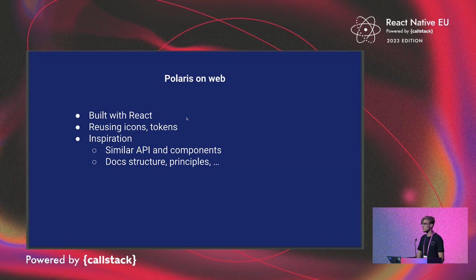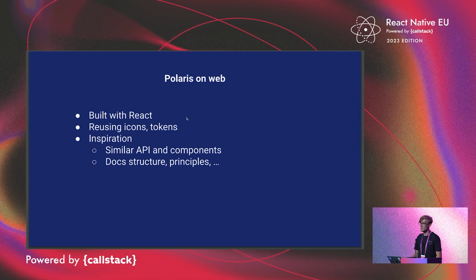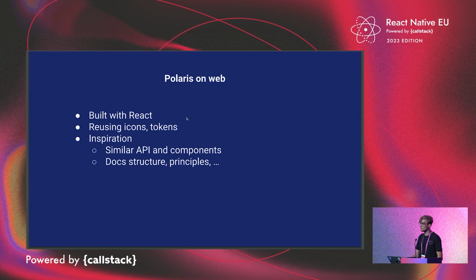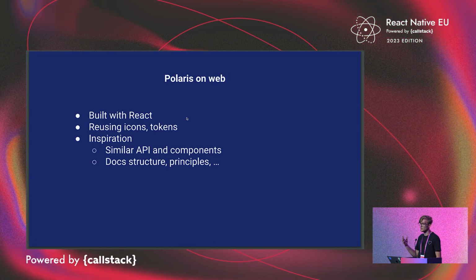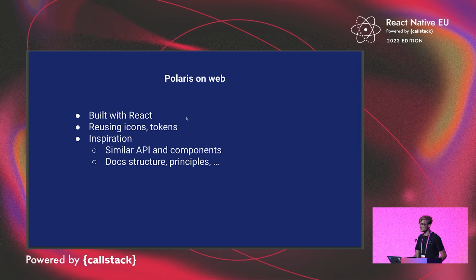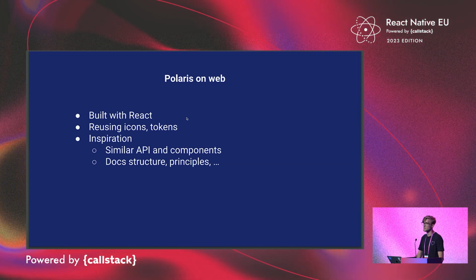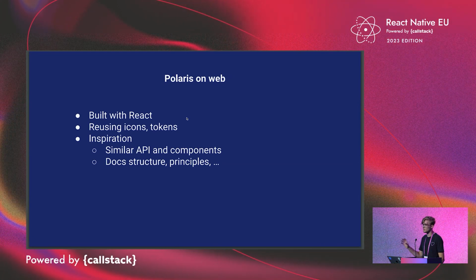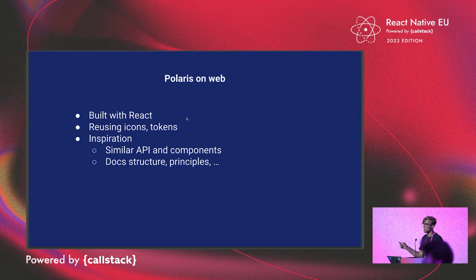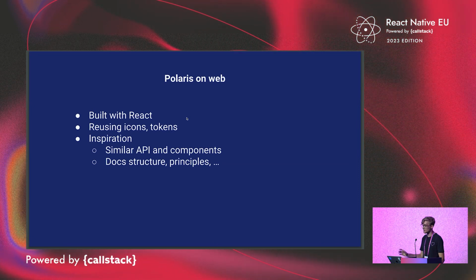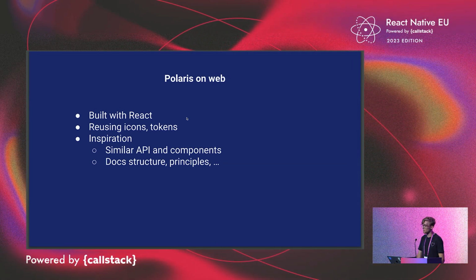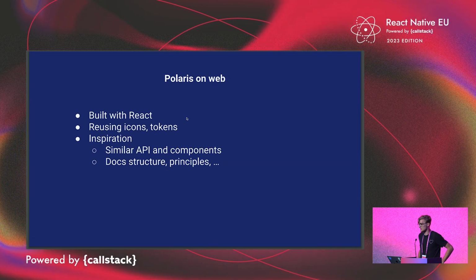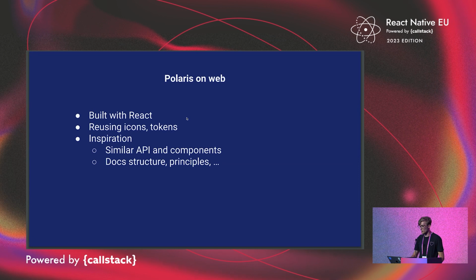Polaris on web is built with React, and since we now have our design system in React Native, we could reuse a lot of stuff from the library. We actually reuse icons and tokens like colors directly. We import them in our mobile design system from their package. And we also use it as a huge source of inspiration. So we try to keep the API as similar as possible. We do diverge in some cases where mobile differs too much from web, but if there's not a good reason, we try to stick to what the Polaris team has already come up with. And we also try to keep the set of components relatively similar. And we use it for inspiration of other things like doc structures and their principles and more.